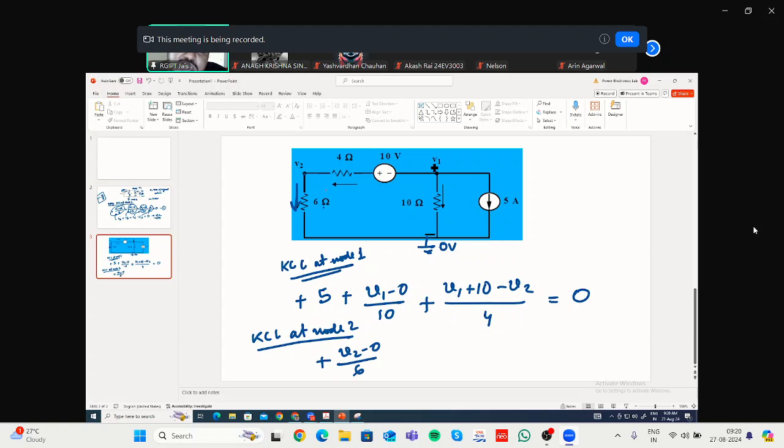Again, what is happening on this side? Now we have to consider V2 the highest. On this side of the resistance, V2, and on this side it is V1 plus 10, but we will consider that V2 is greater than this. In that case, the current will be flowing in this direction, so plus sign, going out of the node. So plus V2 minus (V1 plus 10) divided by 4, that will be equal to 0.